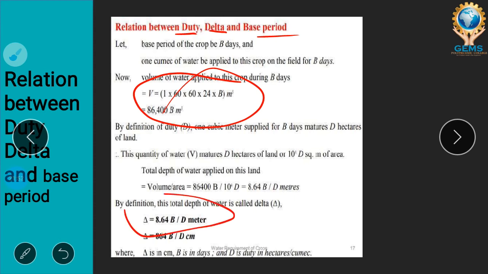यहाँ पे हम लोग देख सकते हैं, और हम जानते हैं कि डेल्टा सेंटीमीटर में है, B इन डेज है, और D इज ड्यूटी इन हेक्टर पर क्यूमेक में. तो इससे हमें पता लग जाएगा कि कितना पानी किस समय के लिए चाहिए.